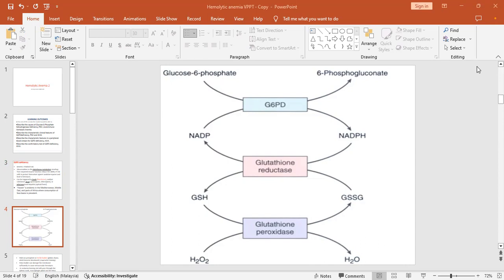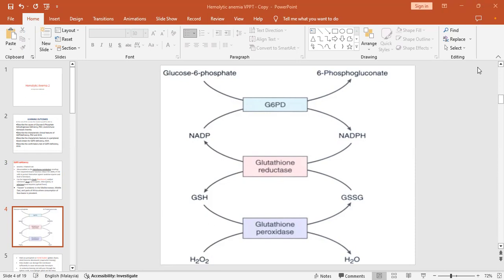In this slide, you can see the pathogenesis of G6PD deficiency. As I have mentioned earlier, it's basically an abnormality in glutathione metabolism. Under normal conditions, glucose 6-phosphate gets converted to 6-phosphogluconate in the presence of the G6PD enzyme. At the same time, hydrogen peroxide gets converted to water. In the process, NADP is reduced to NADPH.